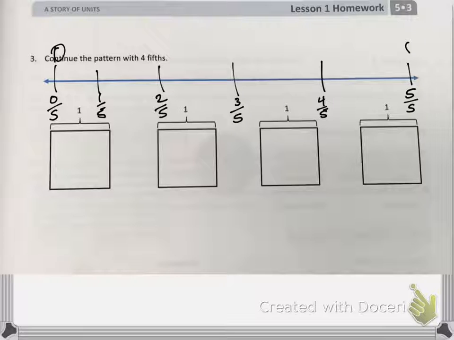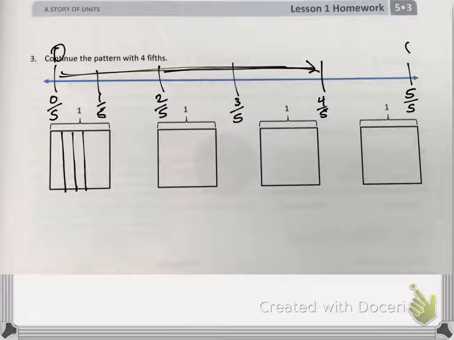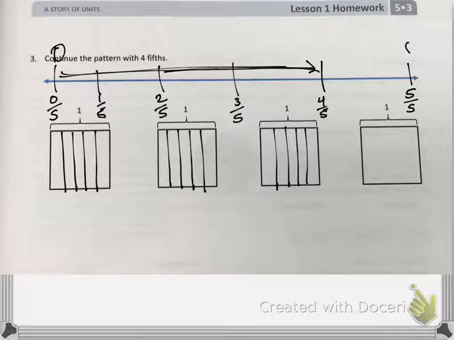All right, but now we're going to say we're going to 4/5. So we have this much. Well, let's partition it into fifths, which is a couple more lines than normal. And then we're going to shade 4/5, which is a little more than we normally do.